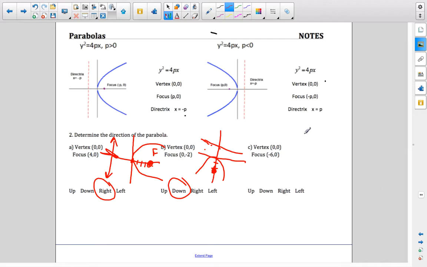Now let's try this third one. We have a focus that's at negative 6, 0, so somewhere out here. It's inside the parabola, and the parabola has a vertex over here at 0, 0. That means our parabola will be going this way, since the focus is inside the parabola. It's actually on the line that divides the parabola in half. So now we can already see we've got a parabola that is opening left.